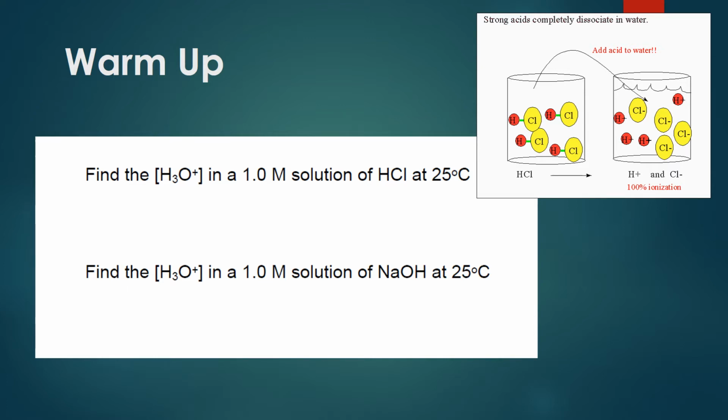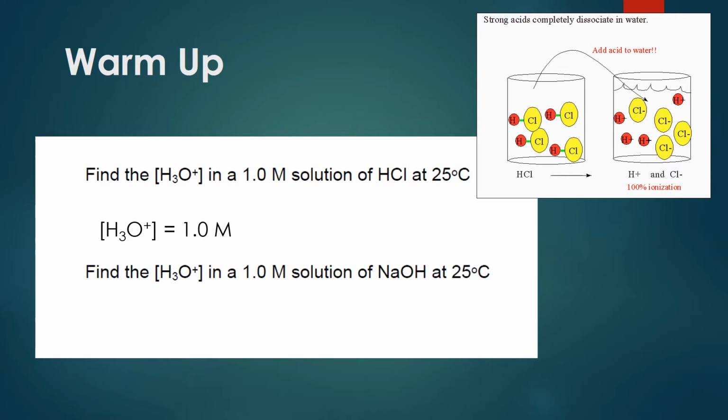So with this, the warm-up says find the concentration of hydronium in a 1 molar solution of hydrochloric acid at 25 degrees Celsius. 25 degrees Celsius really doesn't mean anything for us right away. We know that this dissociates 100%, so a 1 molar solution of hydrochloric acid will also have a 1 molar solution of hydronium.